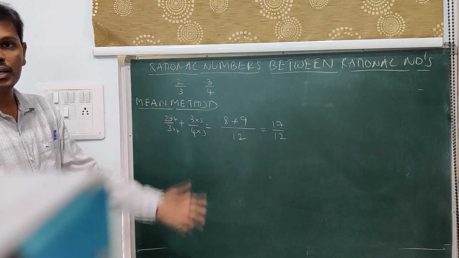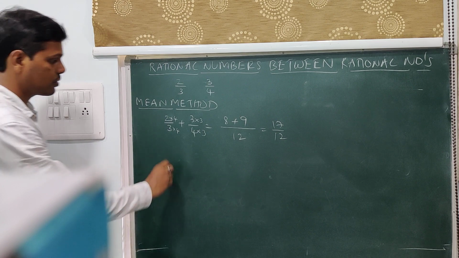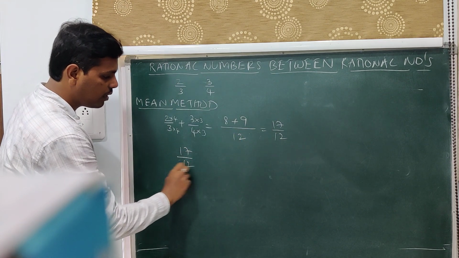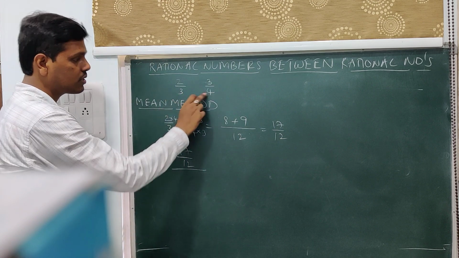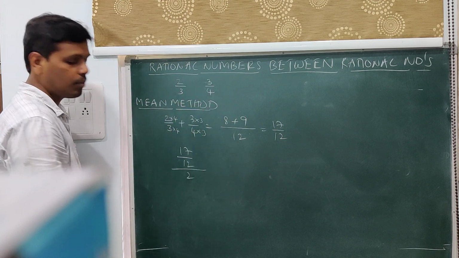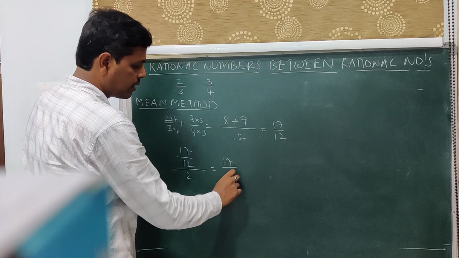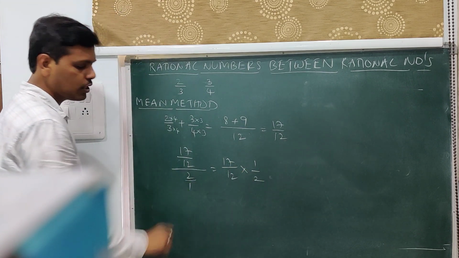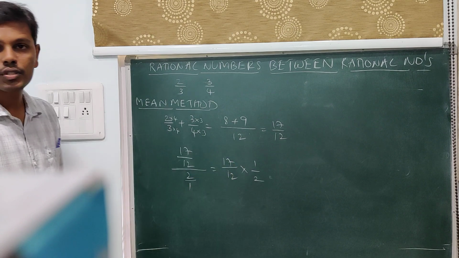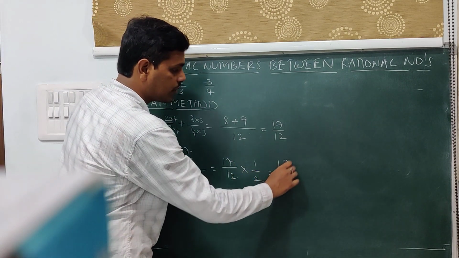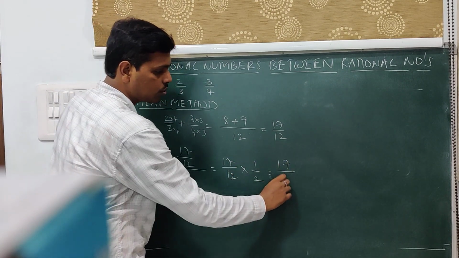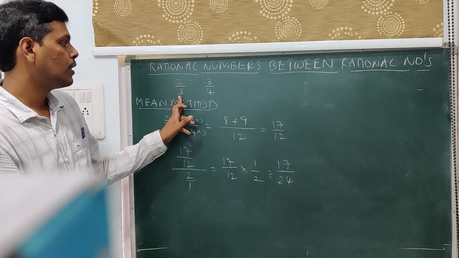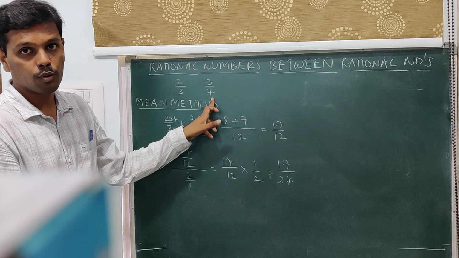Now mean is sum of the observations by number of observations. So the sum of the observations is 17 by 12, and here the number of observations is 2. So 17 by 12 by 2. Now this can be written as 17 by 12 into 1 by 2. You can assume the denominator as 1. Take the reciprocal. So this is 17 into 1 is 17, 12 into 2 is 24. Therefore 17 by 24 lies between 2 by 3 and 3 by 4.